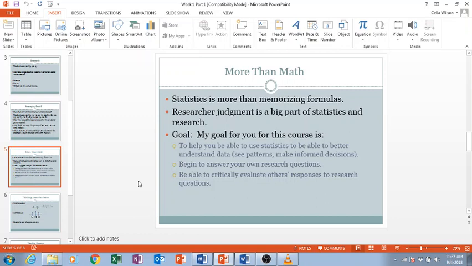And so we really want you to come away from here being able to use statistics to better understand your data, to see those patterns and make informed decisions, thereby being able to answer your own research questions. But also, kind of where I was going with this before, be able to critically evaluate others' responses to research questions, rather than that methods section being the section in the journal article that you skip over.